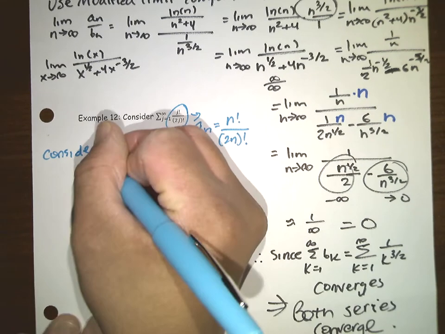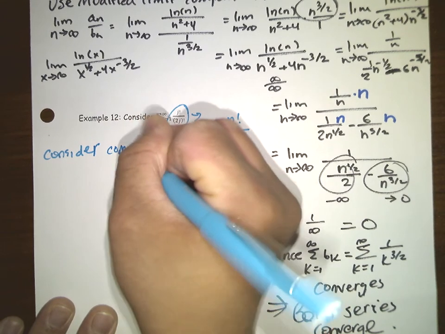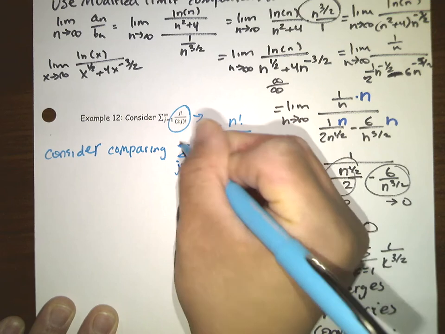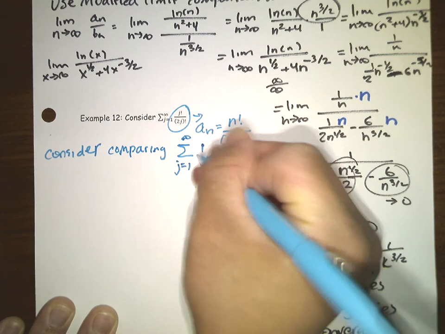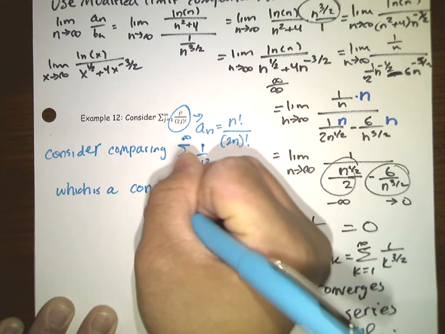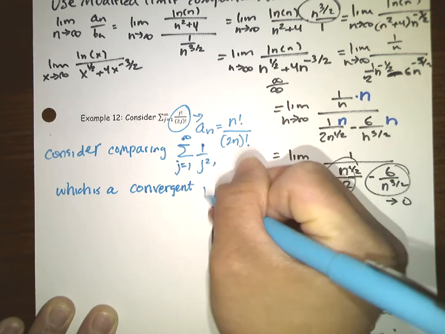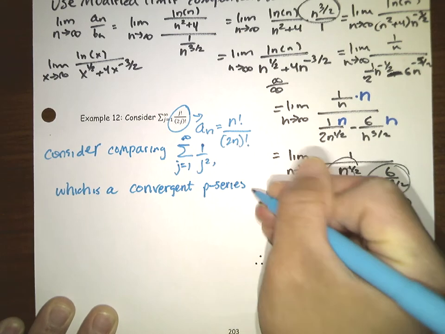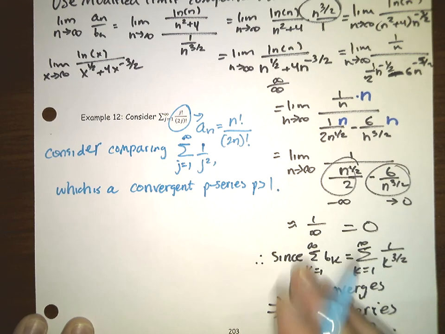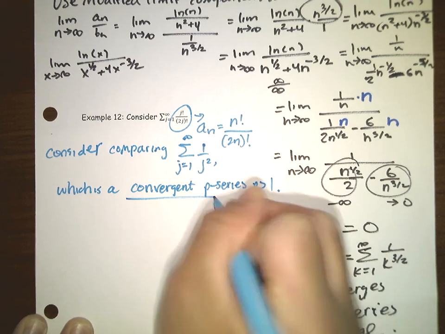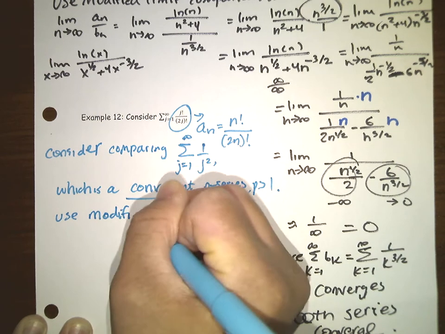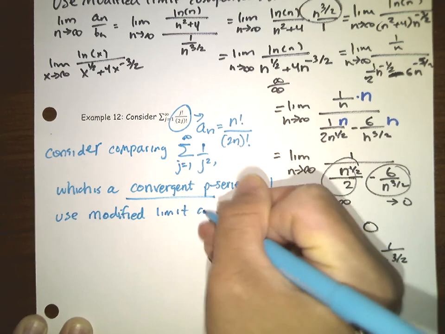All right, so consider comparing to the sum j equals 1 to infinity of 1 over j squared, which is a convergent p-series with p greater than 1. With p greater than 1, it's convergent, all right? So I'm going to use the modified limit comparison test again.